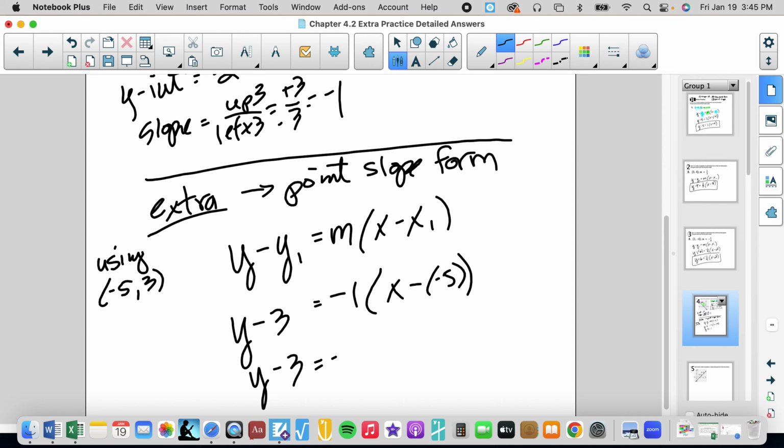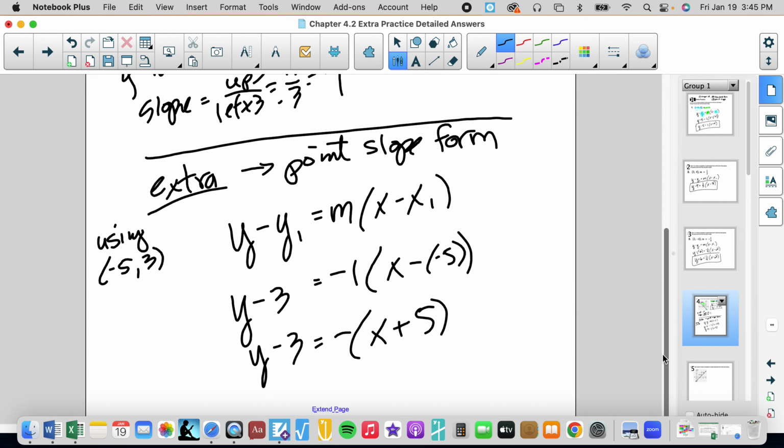We can write this. I would write it in this fashion. I would not write a 1. I would just write a negative sign out there, because that's how a high school teacher would expect you to write it. And this is one of an infinite number of equations you can write in point slope form.